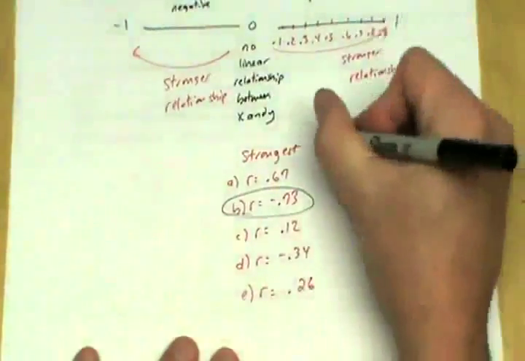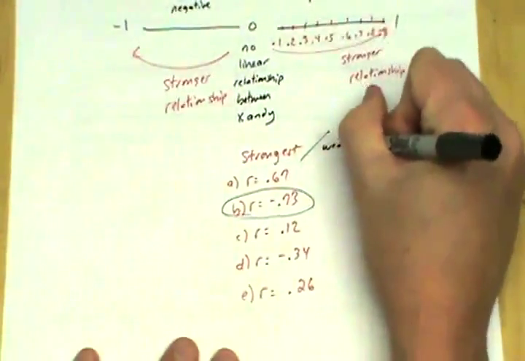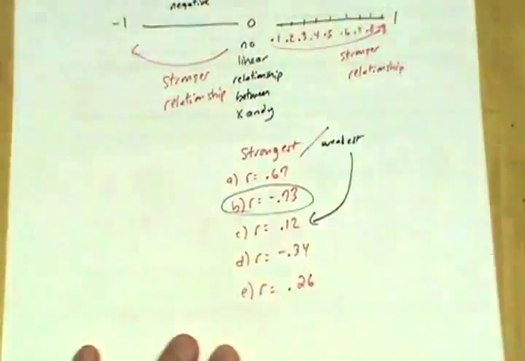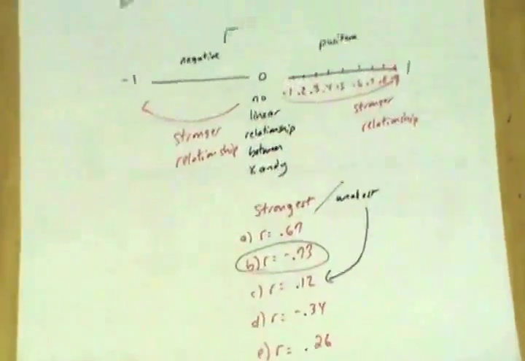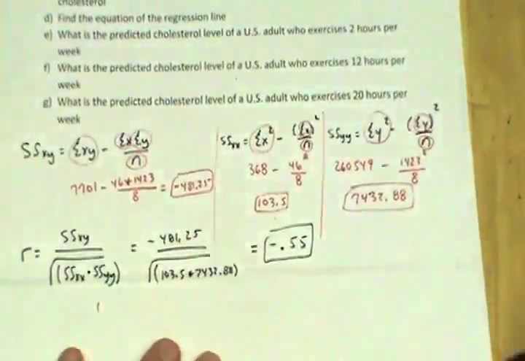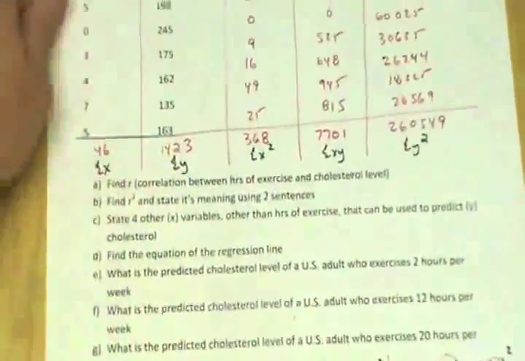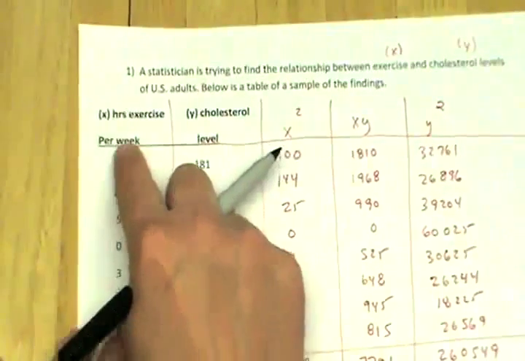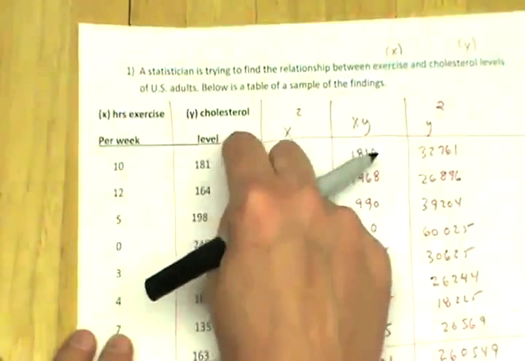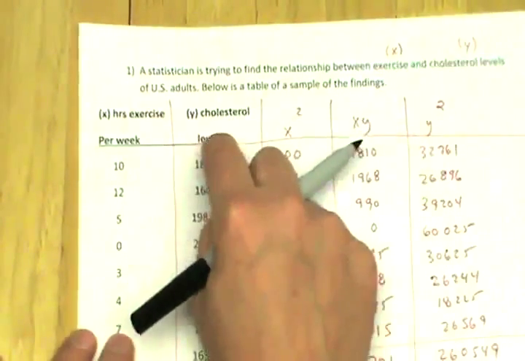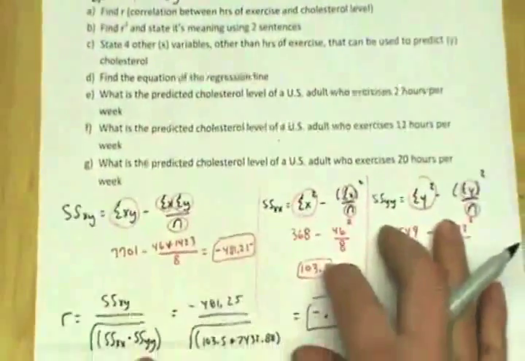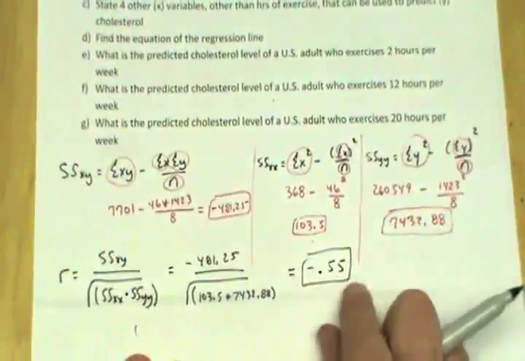So if this had asked which one is the weakest, you would have said the weakest is 0.12 if these were the 5 choices. So that's a little background info. We have a value of -0.55. So we would say that it's a negative relationship, so we go up here and say, well, since it's a negative relationship, the more you exercise, the lower the cholesterol is. If it was a positive relationship, this would go up, but that makes sense. The more you exercise, the lower your cholesterol actually should be. That makes sense. So there's the value for R.